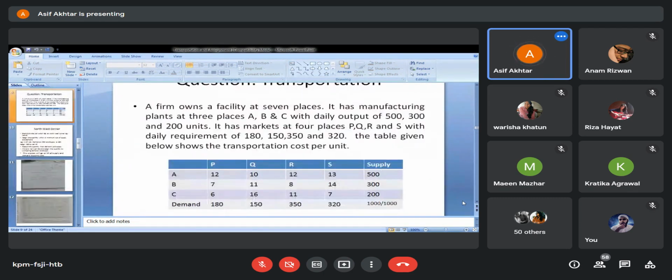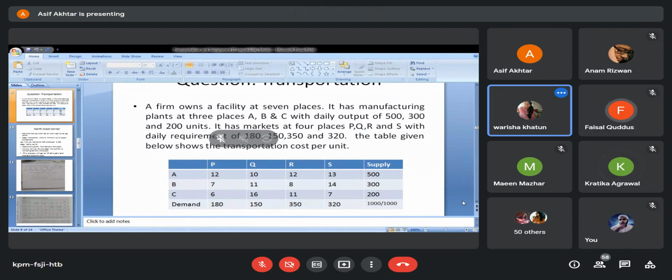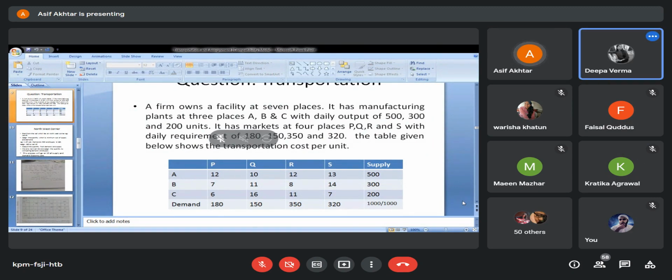Now, if you quickly see, I will go back to the original table. Yeah, this table. Is this table visible to all of you? Yes, sir. Okay. Now, looking into that, suppose I want to calculate the initial feasible solution by the least cost method.